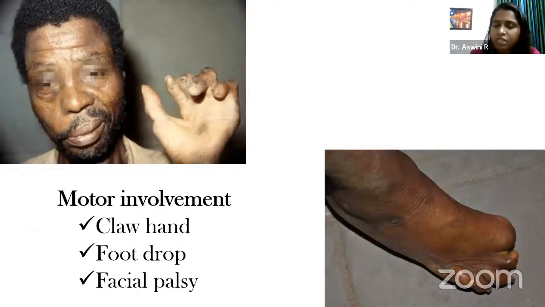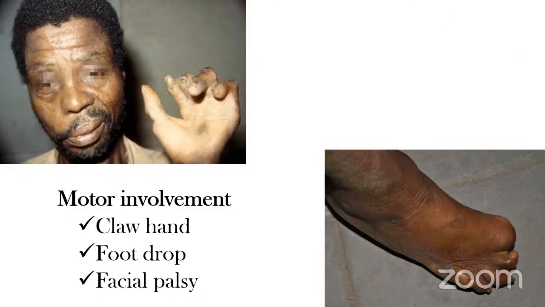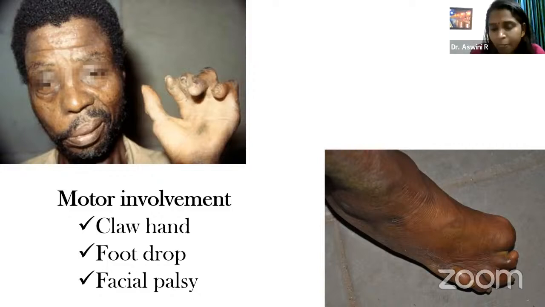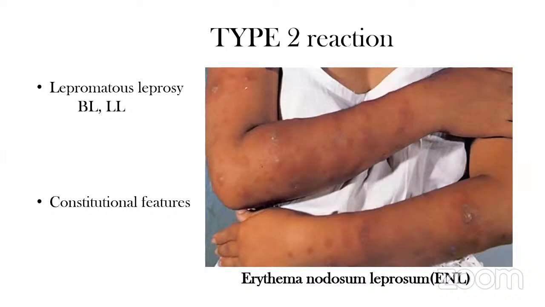The complication with type 1 lepra reaction is that if they develop sudden nerve tenderness, neuritis, they can go in for sudden palsy. Like if it is the ulnar nerve, claw hand, foot drop, and even cranial nerve facial palsy can also develop following type 1 reaction, especially if there is a lesion on the face. That is type 1 reaction.